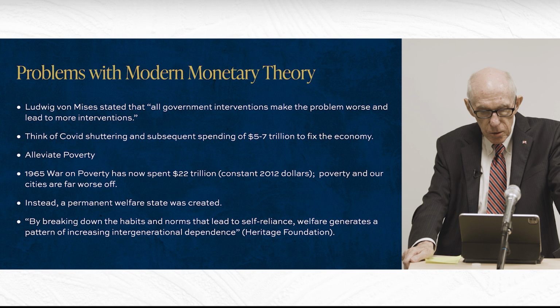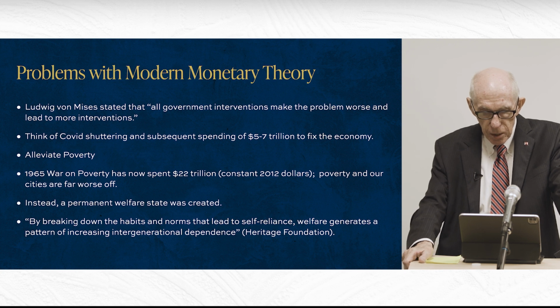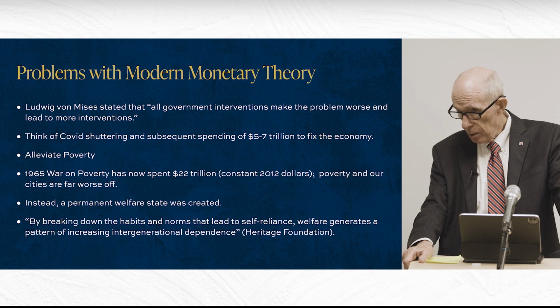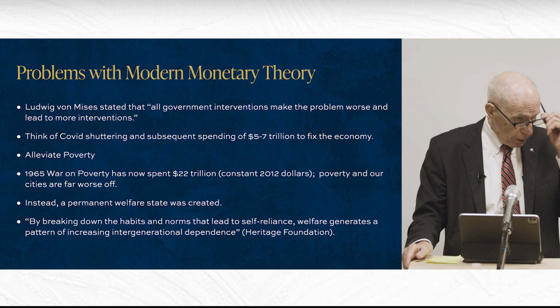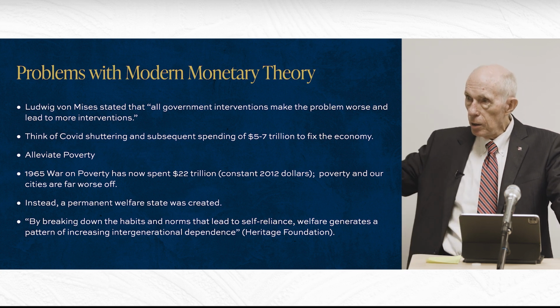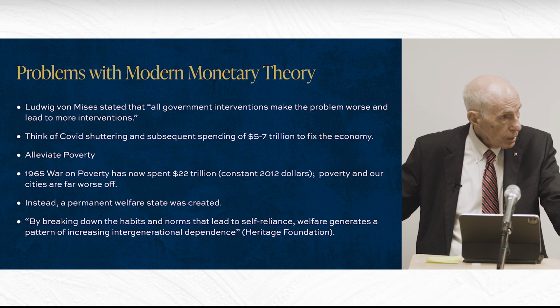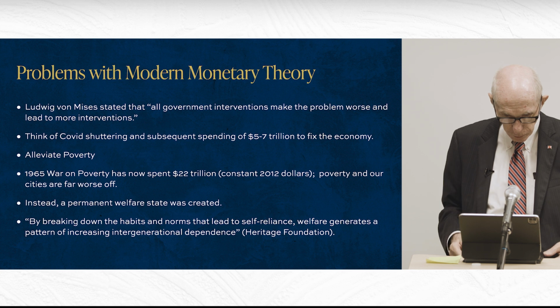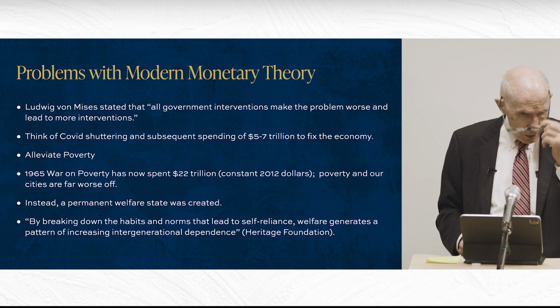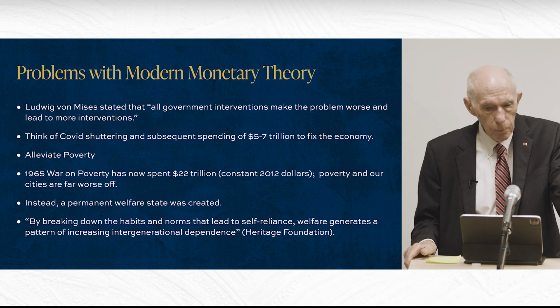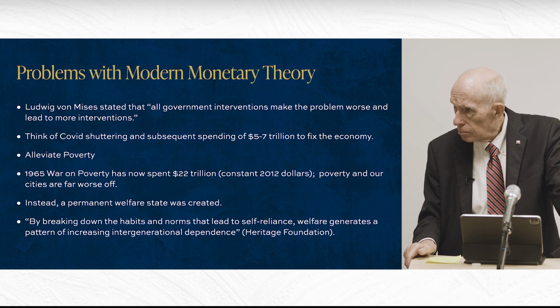The war on poverty, based on inflation-adjusted figures, has spent something like $22 trillion to solve poverty. And by the way, we have $33 trillion in debt, so whatever amount of money was spent, had it not been spent, it would have come directly out of debt, and we would have had a better work ethic, we would have had a better outcome. And essentially, what the war on poverty did was create a permanent welfare state.